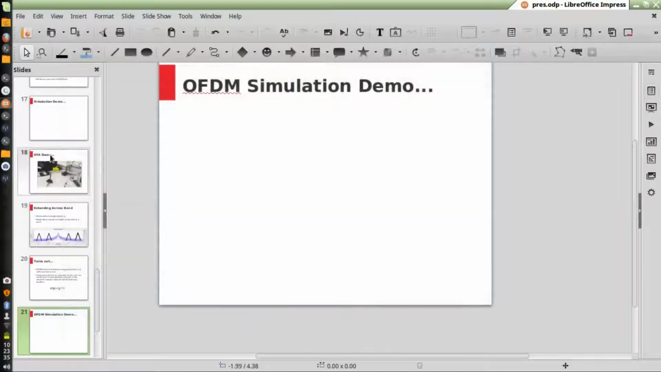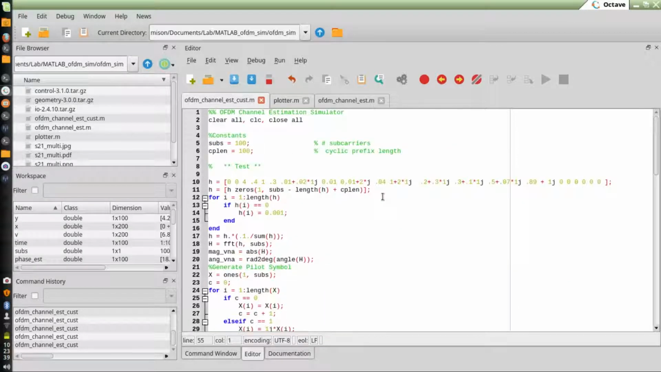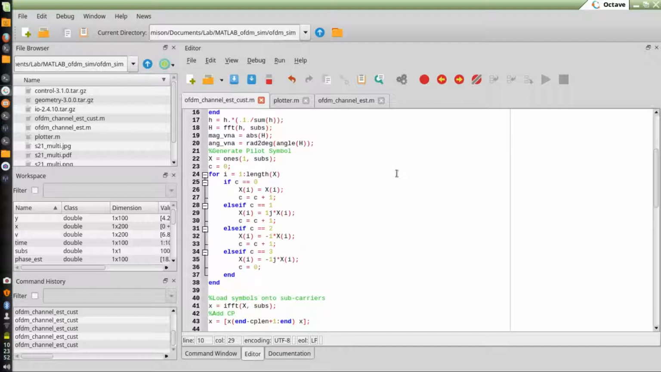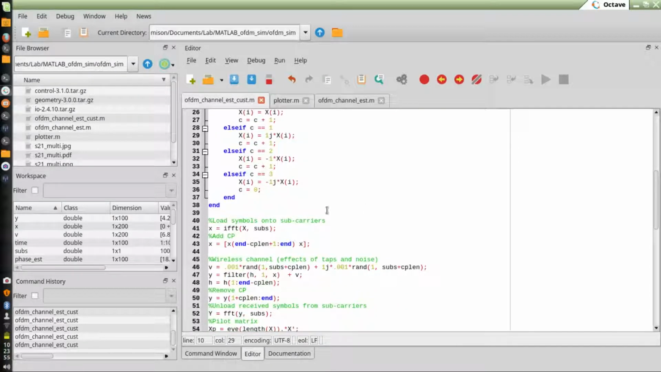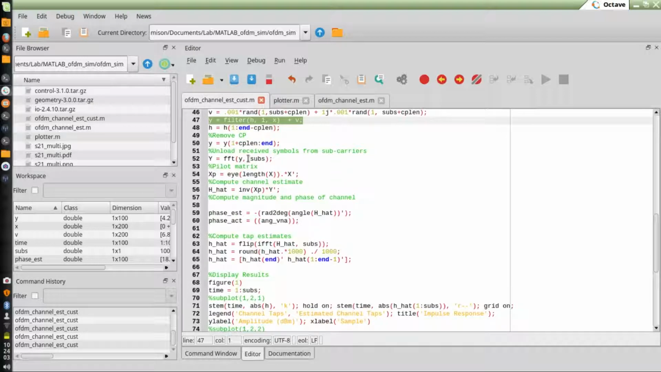So I created a simulation of this in GNU Octave, which is basically just an open source MATLAB, to test this out. This H right here is my channel impulse response, or the response of my actual channel. It's relatively random numbers. This isn't based off anything. I just tried to make sure I had some complex numbers in there so I would get some phase shift. I have basically an OFDM transmission here. I load the subcarriers, add my cyclic prefix, and add some noise. I have it go through the channel, unload it from the subcarriers, and here I calculate my channel estimate.